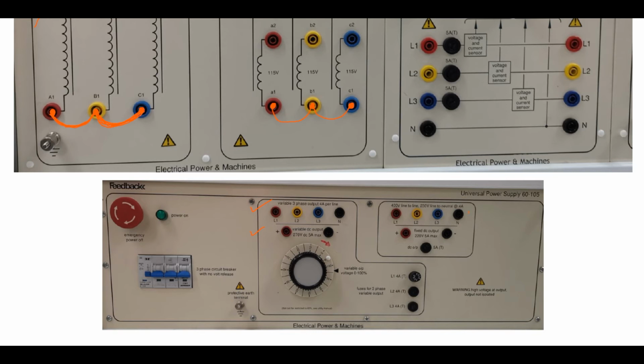and the fixed DC supply. Since we have to adjust our voltage from 0 to a nominal value, the nominal value of the voltage applied to our transformer, we're going to use the variable three phase. And those lines are fused. So we have fuses of 4 amps here. Of course, we cannot exceed 4. If we exceed 4 amps, those fuses will cut and will be burned, and they open the circuit.